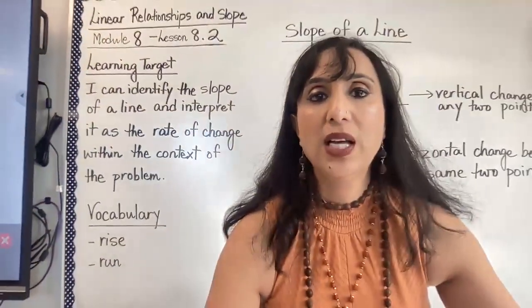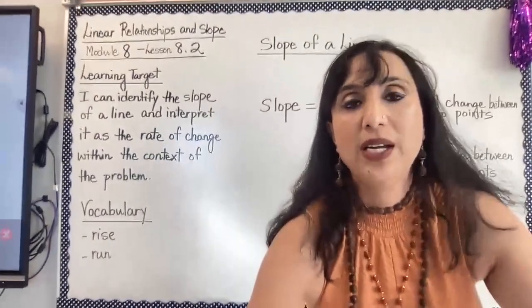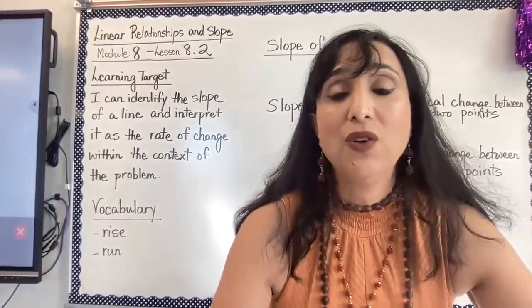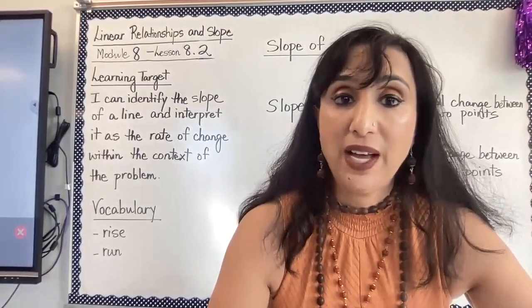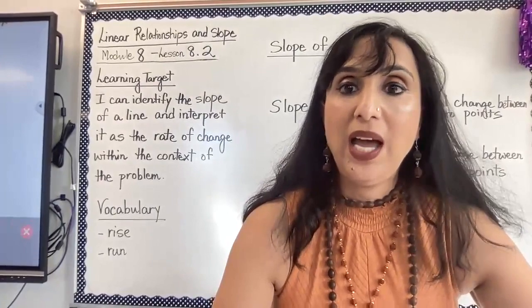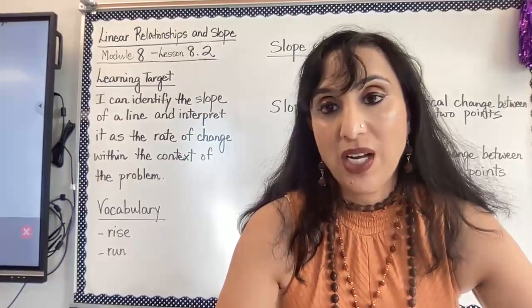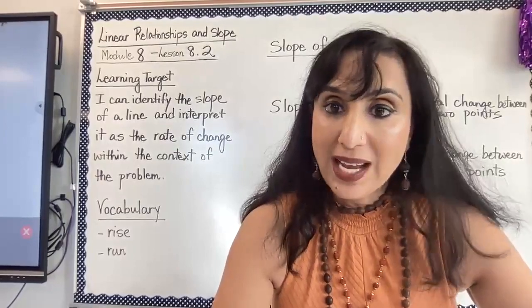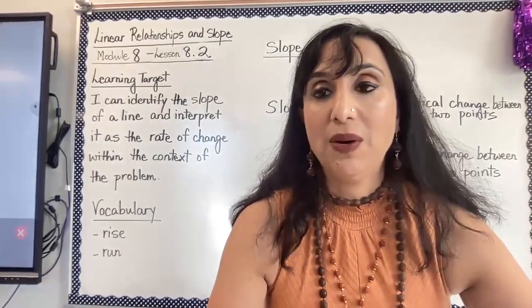So that's what this lesson 8.2 under the module linear relationships and slope is about: how to find the slope. You can identify the slope. You can use your slope formula, and you also know that rise over run, the difference in y over the difference in x, is going to give you the slope of a line.